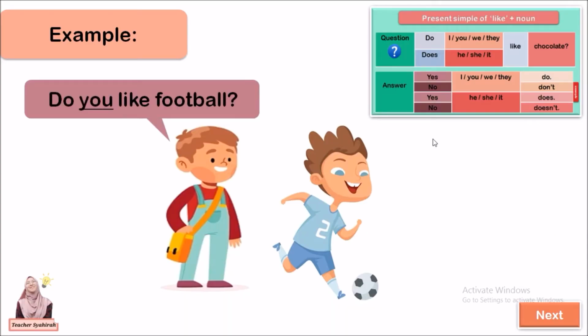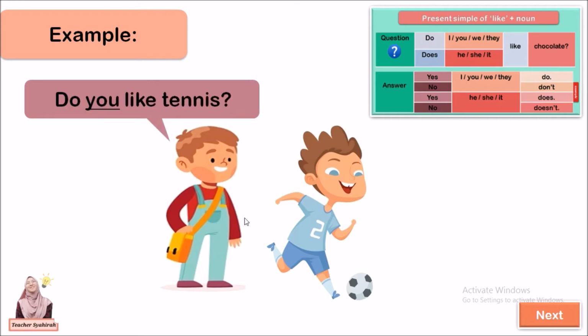Do you like football? Can you read with me? Do you like football? So, for you, we use do. Okay, you do. Do you like football? Okay, his answer is yes, I do. For we use do. Okay, kalau dia suka, he said yes, I do.